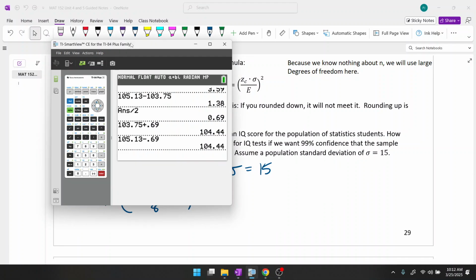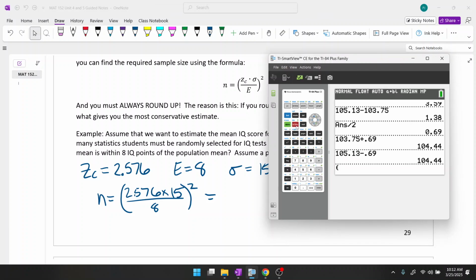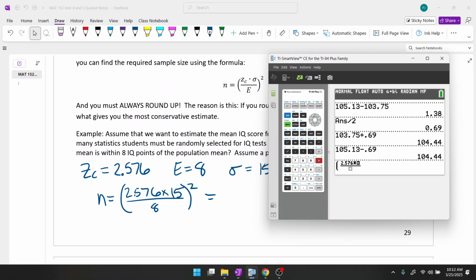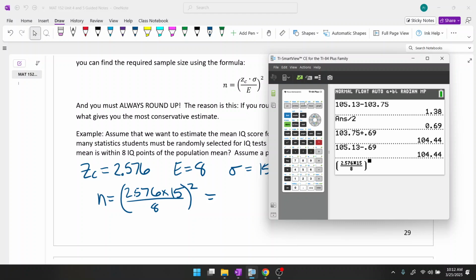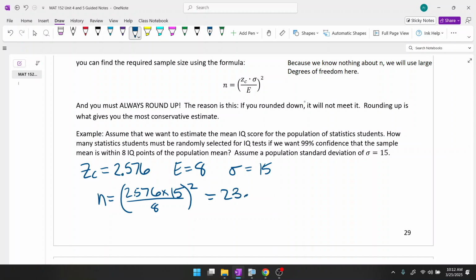So if we figure this out, 2.576 times 15 over top of 8, and then you square it, we get 23.32. And here's what I meant by round up. You have to do N as 24. It's not 23, and especially not 23.32. This always has to be an integer. If it's not an integer, you're going to be marked wrong. So don't do that.